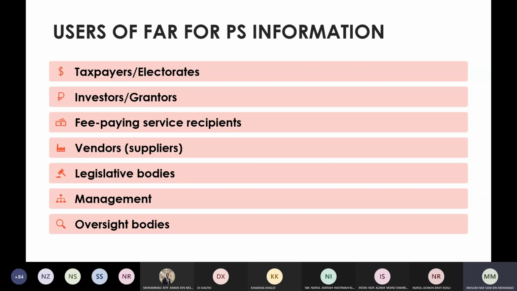So the donor institutions, like the World Bank, for instance, provide support for infrastructure in the country. They look at the financial report of the government, which is definitely important. Sometimes they require that the government follow accrual accounting, because they need quality accounting reports to continue their financial support. Fee-paying service recipients, vendors, suppliers, legislative bodies, the parliament, management, and oversight bodies. I think from time to time we mention these bodies as part of our discussions.